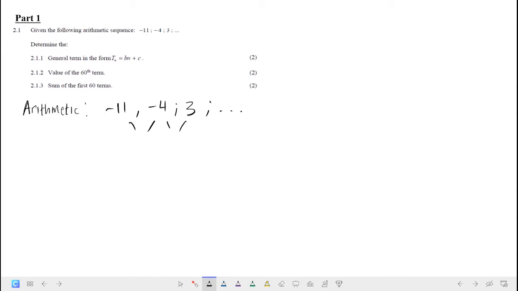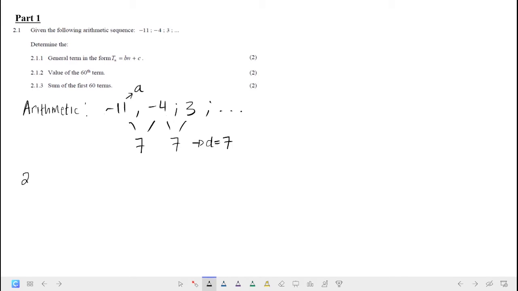The constant difference. Now here, -4 minus -11 gives us 7, and this means this is also 7. So D is going to be 7. Now, what about A? We know that A is the first term, so the value for A is going to be -11. Now that you have decomposed everything about the sequence, you can go into the questions.